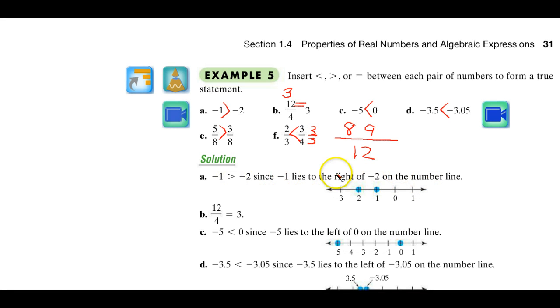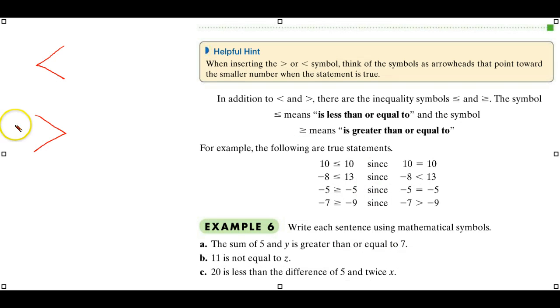And as you look at your textbook, they give you not only a visual, but a more complete explanation. Now, we just went over these symbols, less than, greater than. A modification of this is when we add an equal sign to it. This is less than or equal to. This is greater than or equal to.